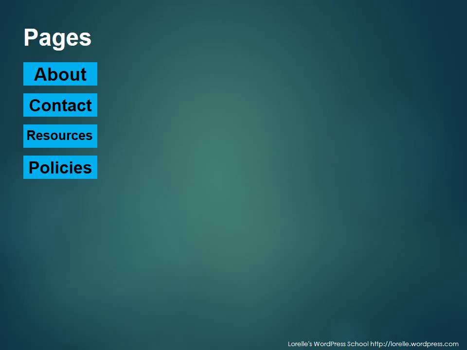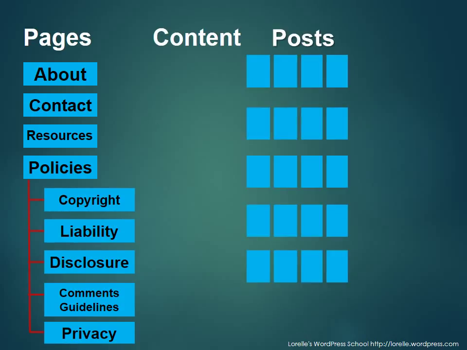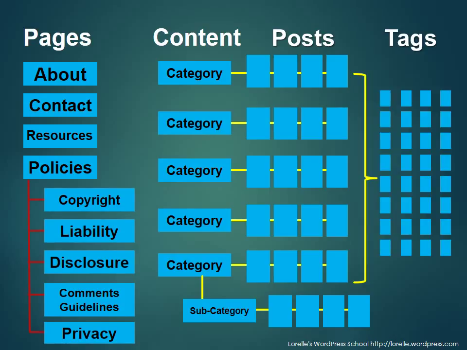Here's the structure of a WordPress site for managing its content. Again, we have the pages, the timeless content. Pages can have sub-pages. We have all the rest of the content. We have posts, and posts are organized by category, subcategories, and tags.